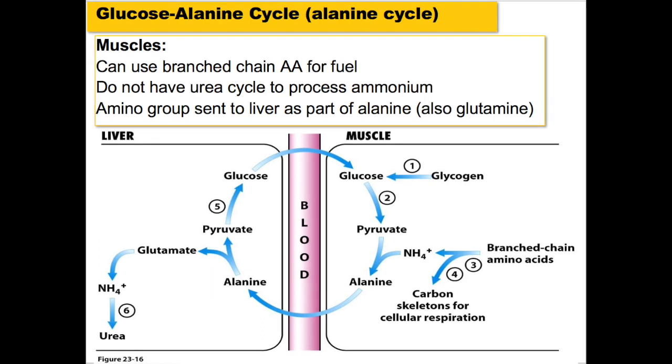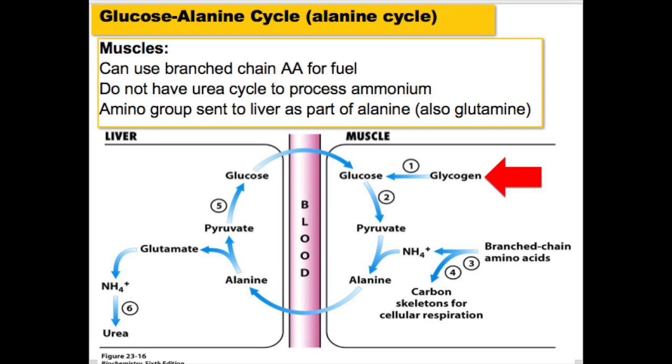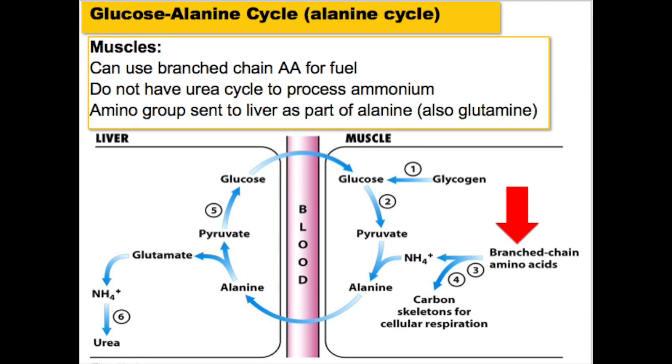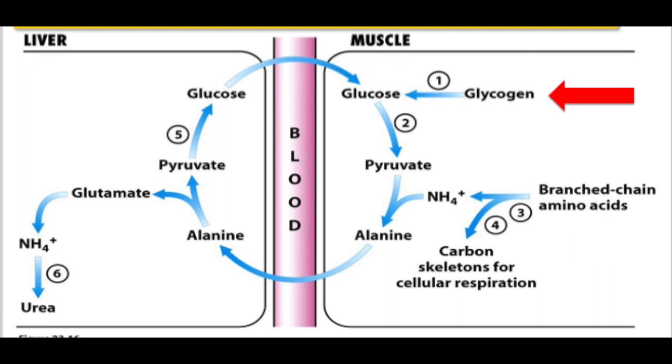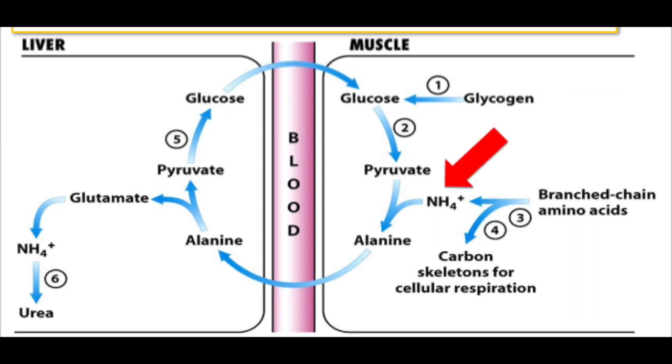And this is an important cycle that the muscles use when they're required to exercise, even when there isn't very much glucose in the blood. Under fasting conditions like this, the muscles will break down glycogen and branched-chain amino acids in order to yield energy. Glycogen will be broken down first to glucose 1-phosphate, then glucose 6-phosphate, finally to pyruvate. This is an alpha keto acid that can accept an amino group from the branched-chain amino acids.